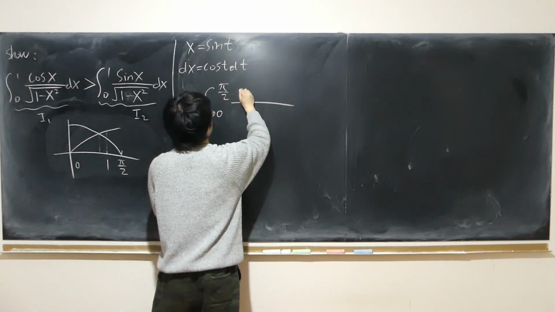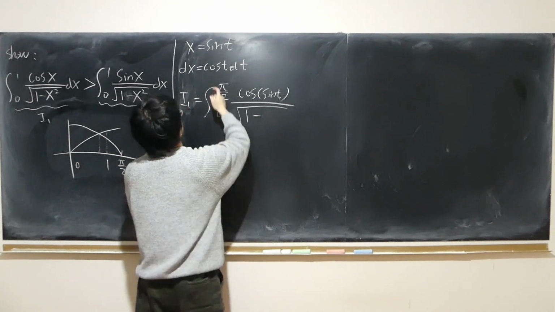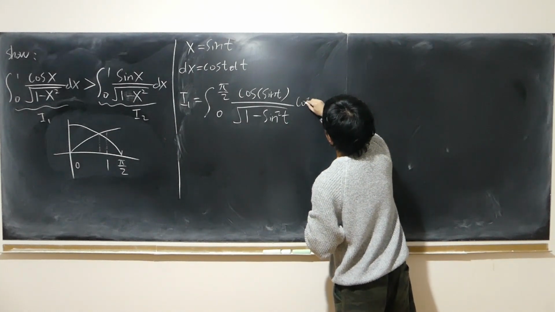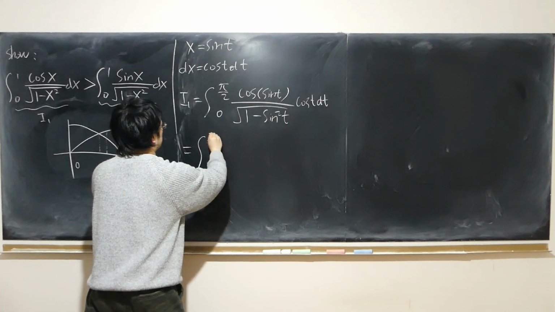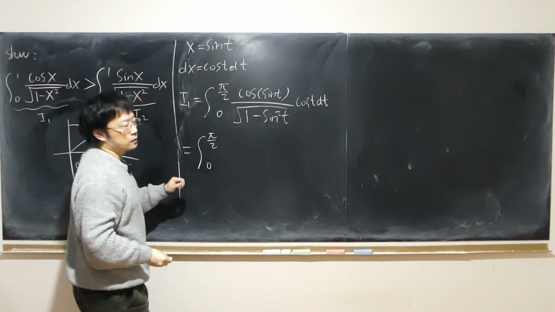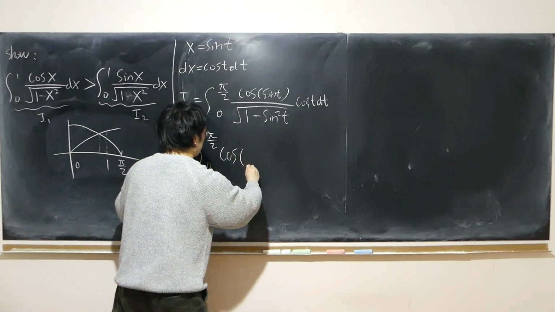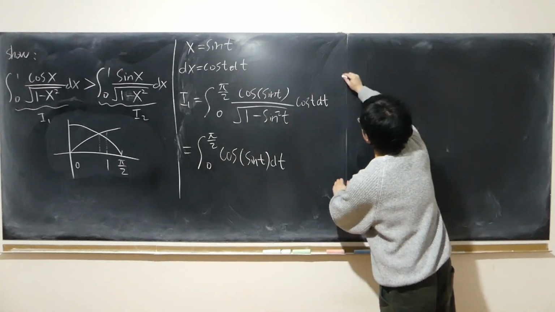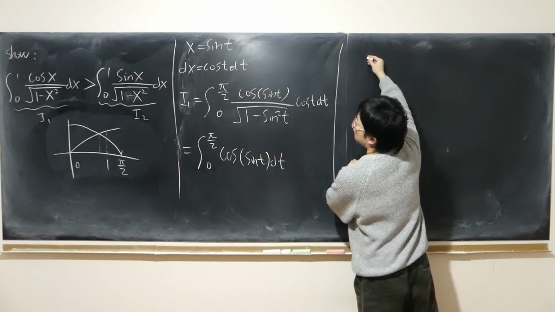Cosine x is now cosine of sine t. The square root of 1 minus x squared is the square root of 1 minus sine squared t. dx is now cosine t dt. So this time, 0 to half pi. At the bottom is just the square root of cosine squared, which is cosine t, obviously positive, since from 0 to half pi all is positive. Cosine t cancels out, leaving cosine of sine t dt. So this looks nicer than the previous.